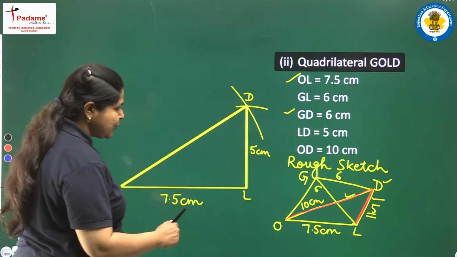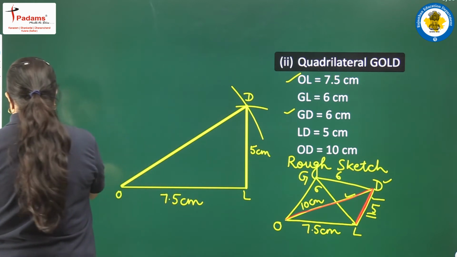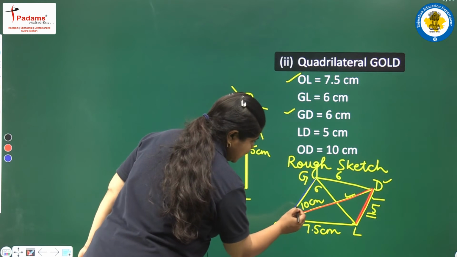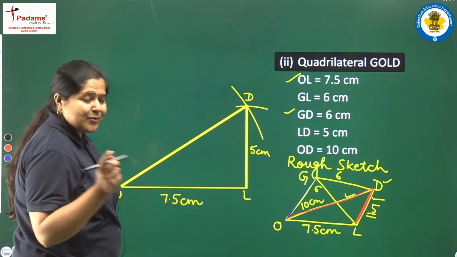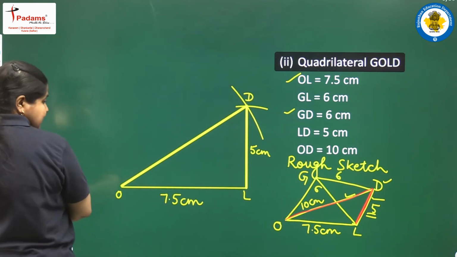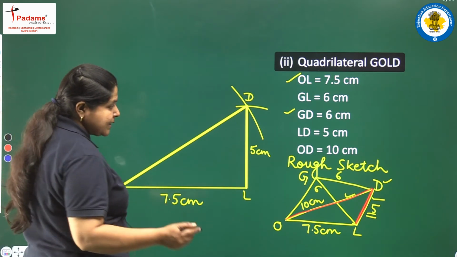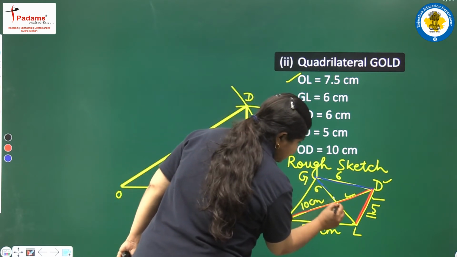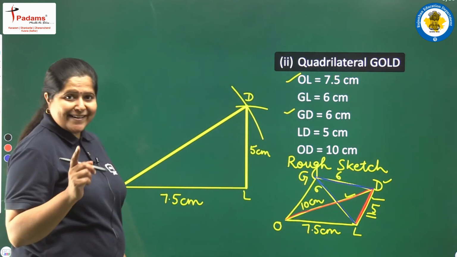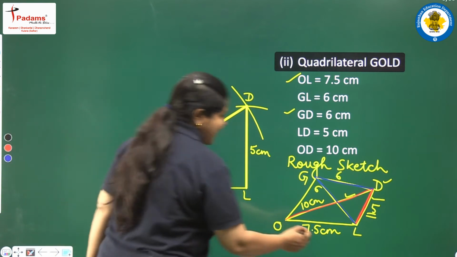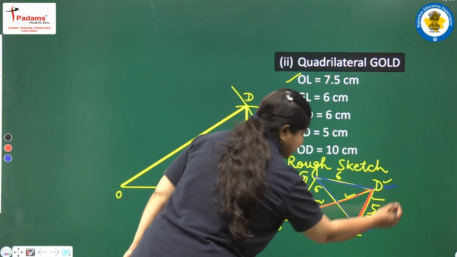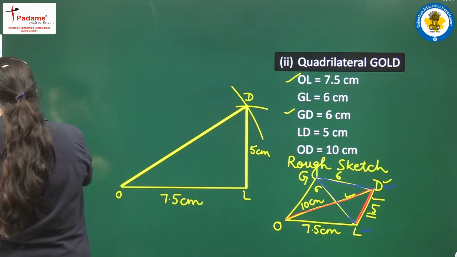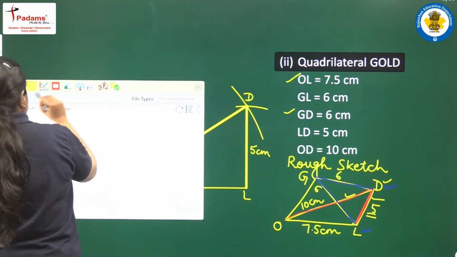What next we have to do? We know these two measurements. This one, blue one, OG, we know it. Oh no, we don't know this OG, so we can't make use of OG. What we know is GD, which is 6 centimeter long, and we also know this GL. So again we will take L as the center and the next one D as the center, and then we will draw two arcs. So let us take the help of the compass once again.